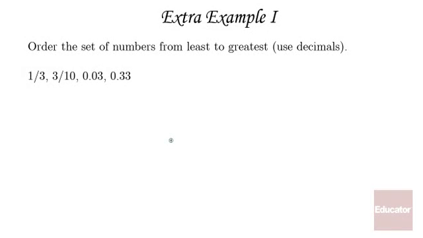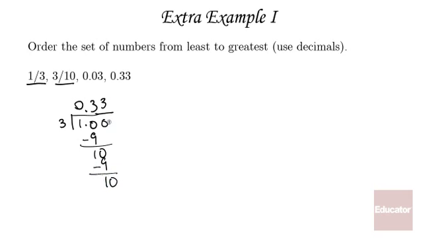Order the set of numbers from least to greatest. In this case, we're going to use decimals. So that means I'm going to change these two fractions into decimals. To change 1 over 3 into a decimal, you take 1 and divide by 3. It doesn't go in, so create your decimal. It'll go in 3 times. It'll go in 3 times again. And so now I can see a pattern emerging. It's going to be 3 repeating. So this is 0.3 repeating.